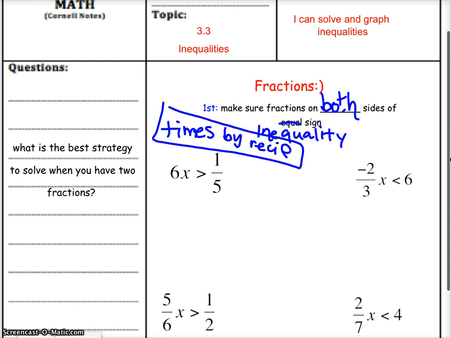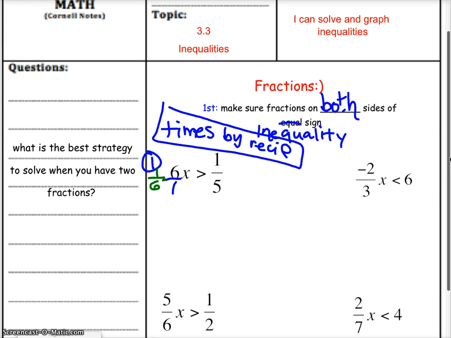Because if you really think about it, this can look really difficult. If I say divide through by 6, what are you dividing through by 6? It looks confusing. So an easier strategy is to turn this into a fraction. And then to get rid of a fraction, you can times through by the reciprocal because it cancels everything out. Do you see? The 6 would cancel, the 1 would cancel.